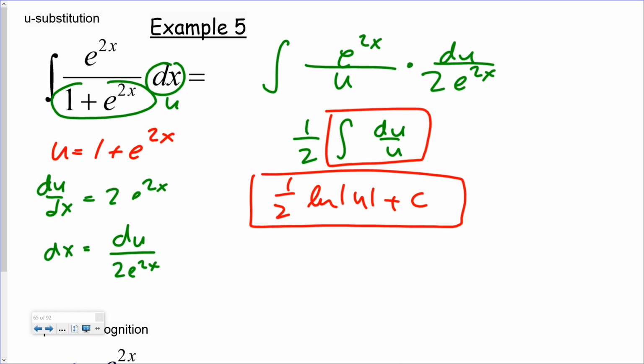It is just the wrong answer because you need to go back in and put your u. But do you see this is my u here? So I'm going to go back in and put in 1 plus e to the 2x inside these absolute value symbols. And then you'll be good.